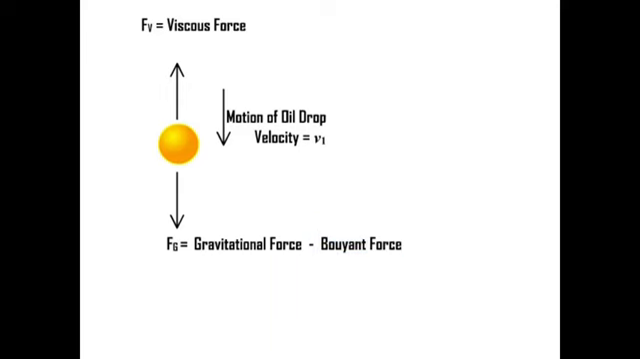Now Fg, which is the gravitational force, is equal to 4/3 πr³(ρ − ρ_air)g, where 4/3 πr³ is the volume of the oil drop and g is the acceleration due to gravity. ρ is the density of oil and ρ_air is the density of air. Using Stokes' law, Fv equals 6πηrv1, where r is the radius of the oil drop and η is the viscosity of air.